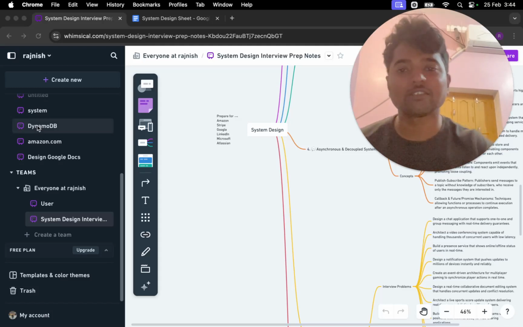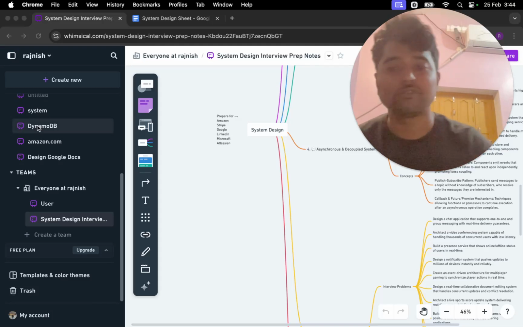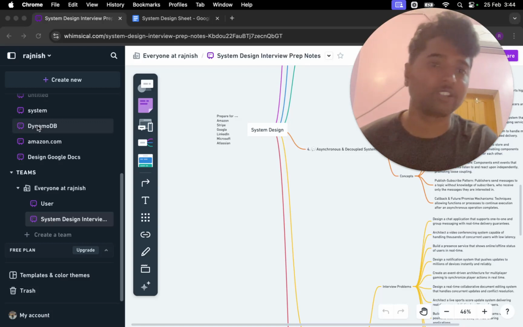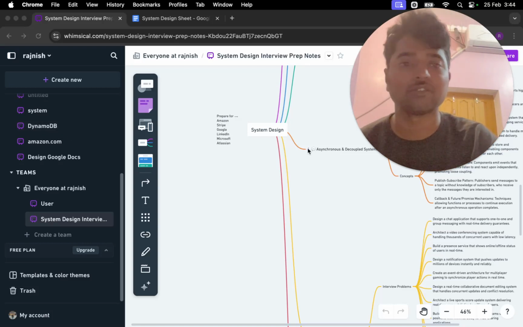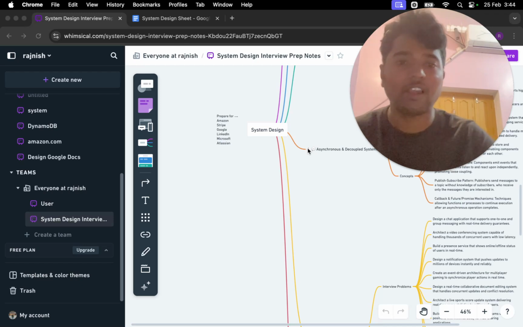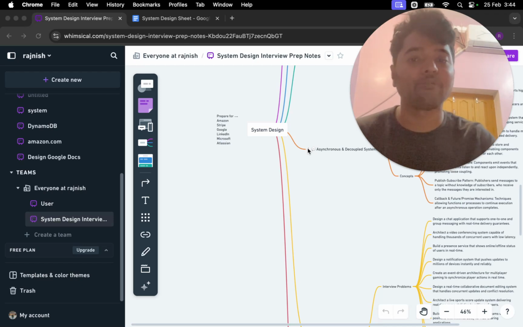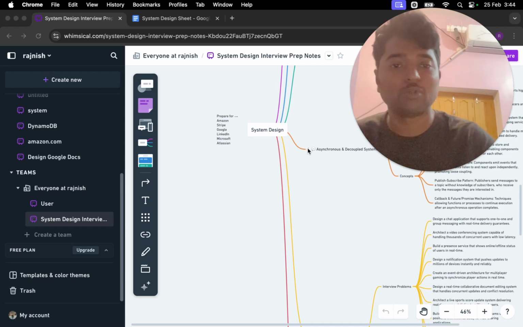Hey guys, today I'll be showing you how I am preparing for the system design round right now. Before preparation, I have prepared the study plan, and this is how I have used generative AI to prepare the study plan for this.